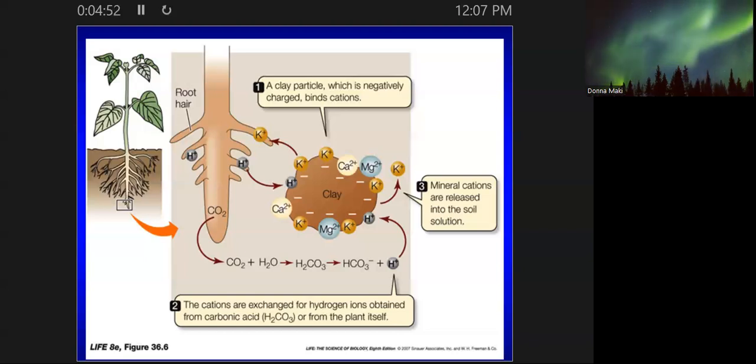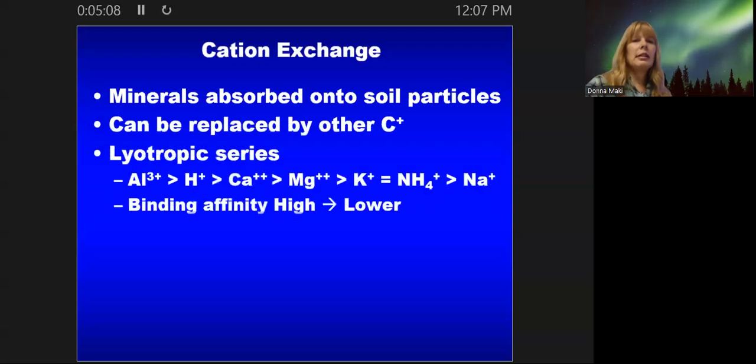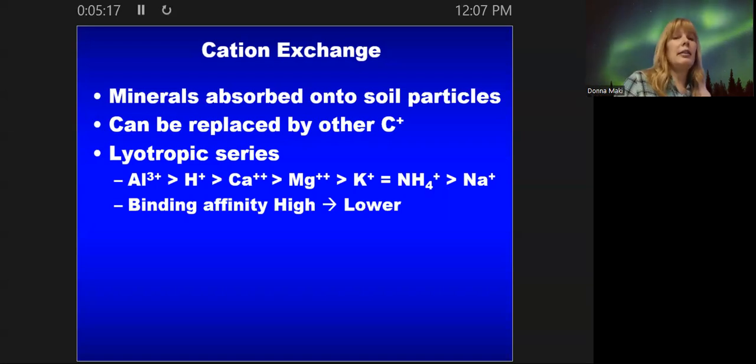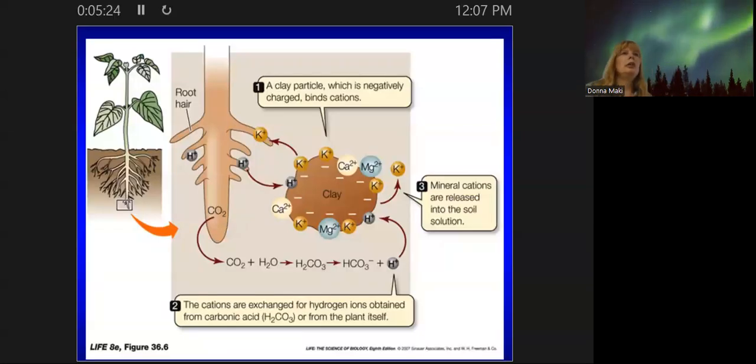Roots do release protons as part of their physiological processes, so that's why they're trying to show it's coming from the roots. So you certainly have that. And remember, with the lyotropic series, the hydrogen has a good binding affinity. So the fact that the roots are doing this is allowing them to directly participate in the cation exchange process, where the hydrogen cations, the protons that they secrete, can be used in the cation exchange process.